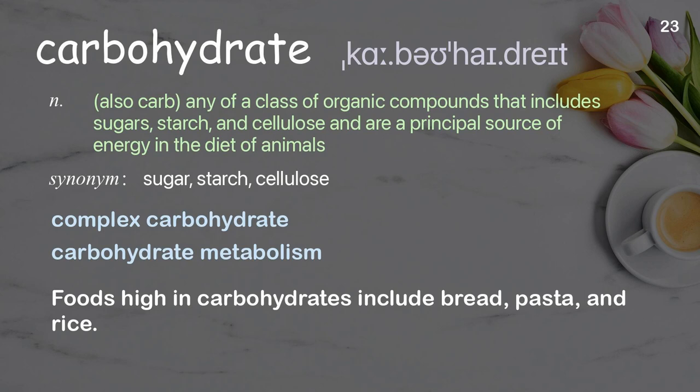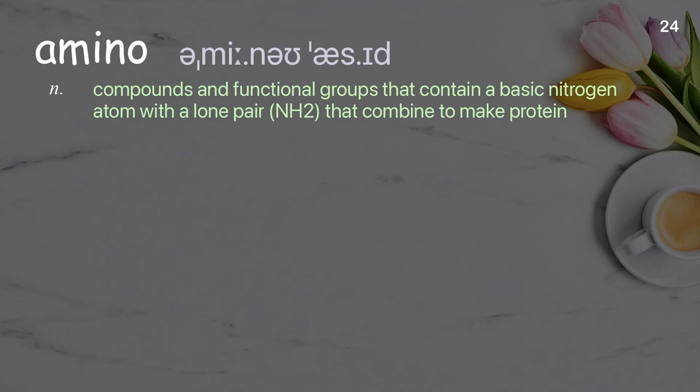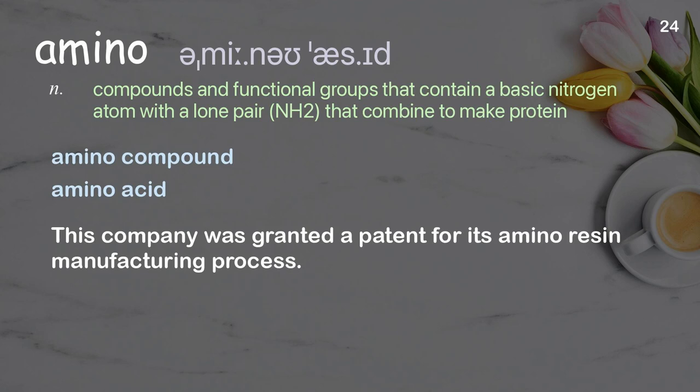Amino. Compounds and functional groups that contain a basic nitrogen atom with a lone pair, an NH2, that combine to make protein. Examples. Amino compound. Amino acid. This company was granted a patent for its amino resin manufacturing process.